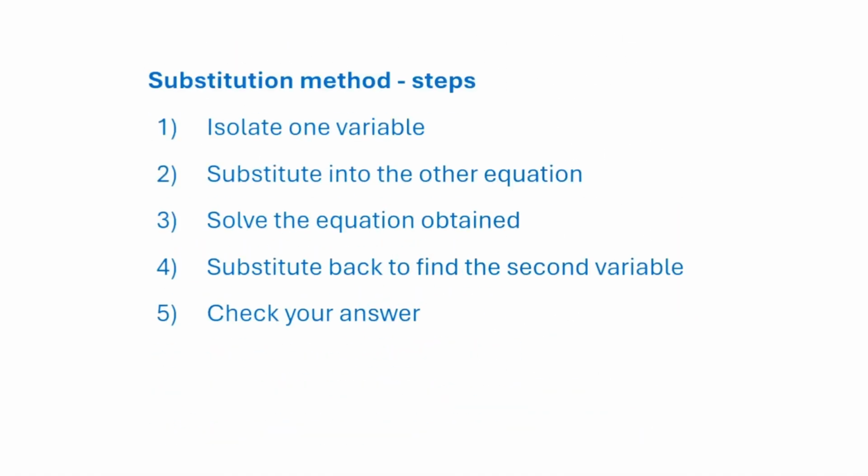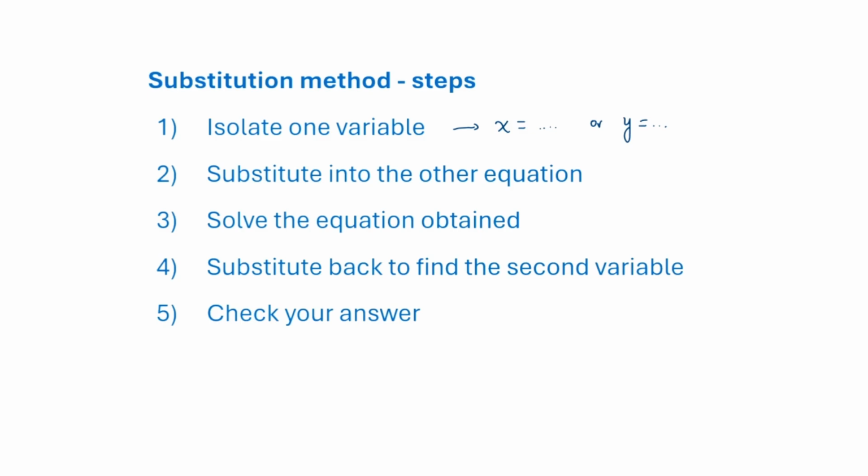The substitution method means replacing one variable so that one equation has only one variable. First, we choose one equation and isolate one variable, for example, x or y. Then we substitute that expression into the other equation. This is important. When we substitute an expression, we use the other equation, not the same one. Then we solve the new equation.